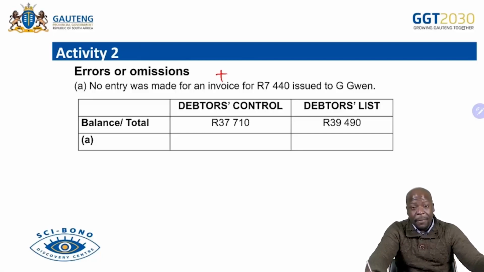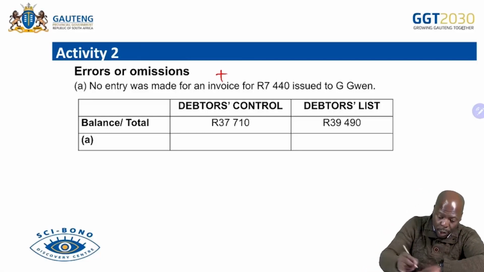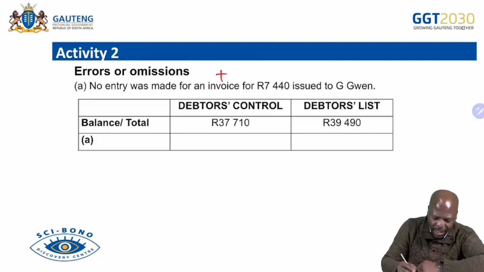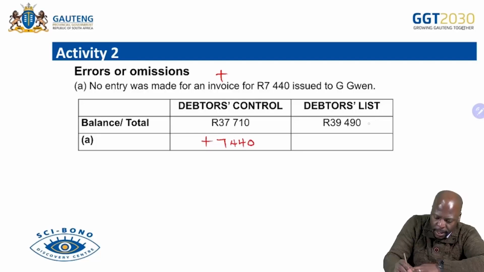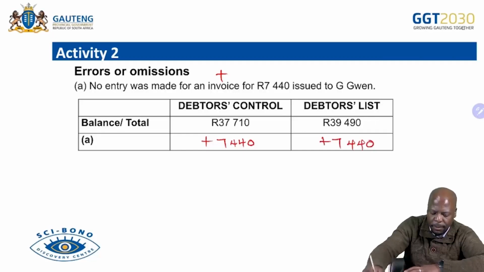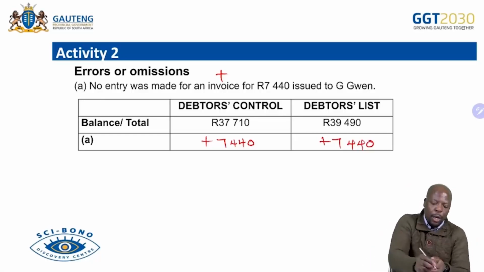Definitely, if there was no entry, you need to take it, number 1, to the control. But what is this? It's an invoice. An invoice comes with a plus. Plus what? 7,440. And then in the list, where do we find Gwen? Gwen is also in the list. So I'm going to come here. I'm going to say plus 7,440. That's how it's going to appear, because they're saying no entry.